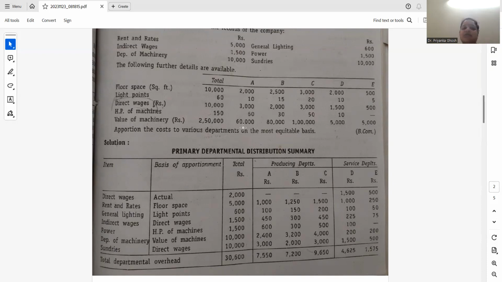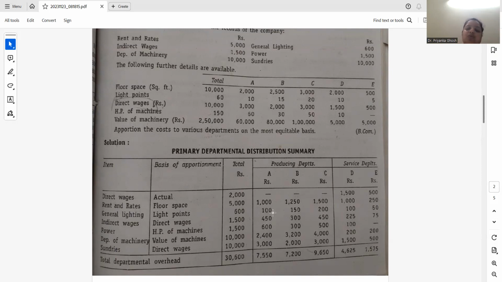If they have given you any expenses where the parameter is not clear, like sundries or other expenses, in that case the best way is to distribute these expenses based on the direct wages. But that doesn't mean that you can distribute rent and rates or depreciation based on direct wages. That is not the correct way. But if sundry expenses or other expenses are given, in that case the parameter will be the direct wages. So here we have distributed all the expenses.